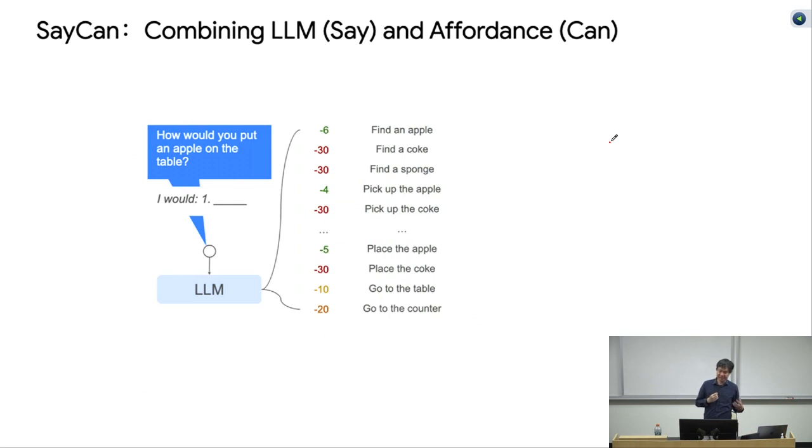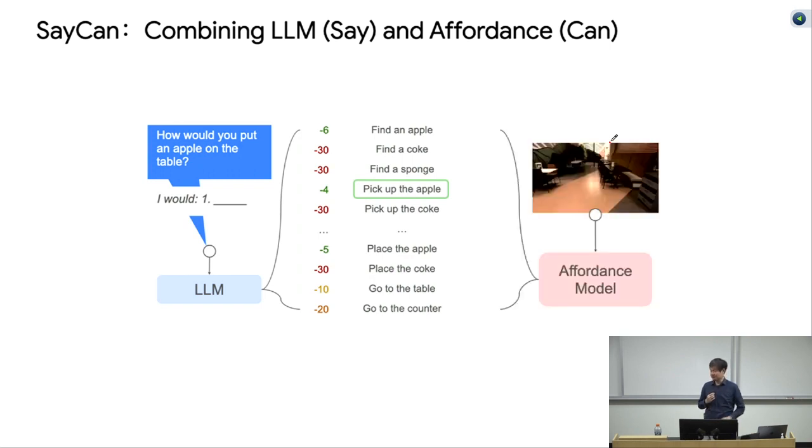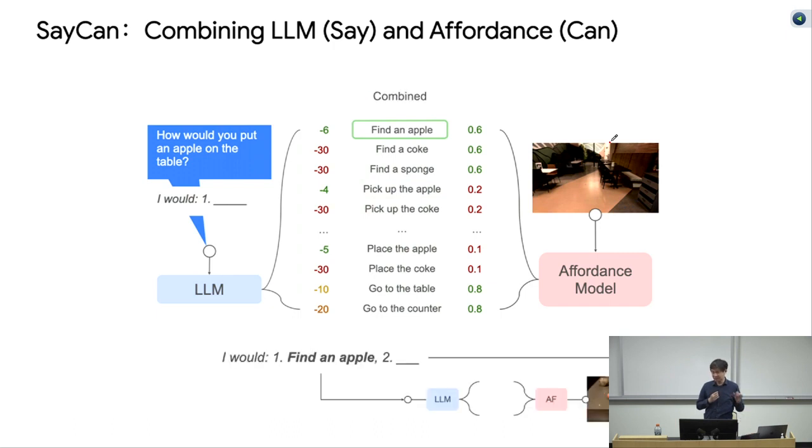Okay, so SayCan basically is the idea that can combine the Say part from the large language model and the Can part based on the affordance models. So even though the language model said that you should pick up an apple, the affordance model said differently. This is a typical observation the robot sees at that time. So it's middle of nowhere. There's no way it can pick up an apple. So the affordance model is going to give a different type of rank, different scores based on where it is. Combining the scores, finding the apple is the most reasonable choice. Then you can do this iteratively until you reach the end of the task.